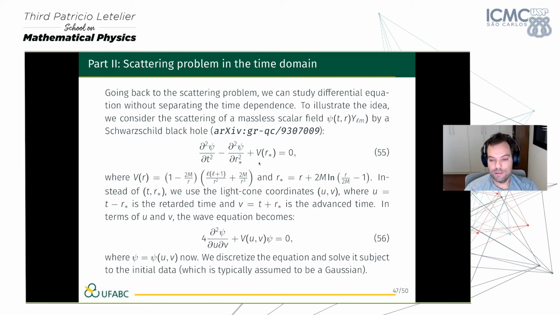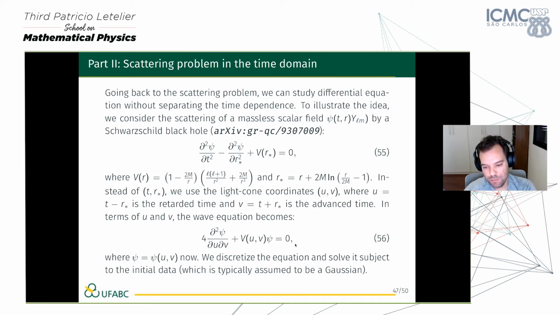The idea here is to use different coordinates. We use the light cone coordinates u and v. u is the retarded time, t minus r star, and v is the advanced time, t plus r star. If you use these coordinates, the equation assumes this simple form, 56: just the mixed partial derivatives and then the potential. The idea is to discretize this equation and solve it subject to some initial data that you impose.